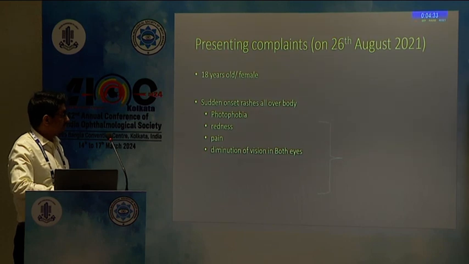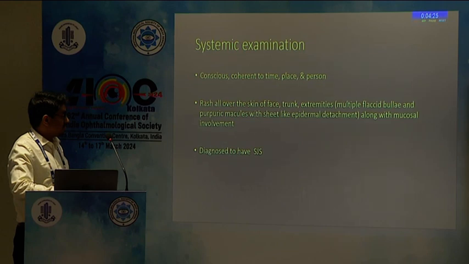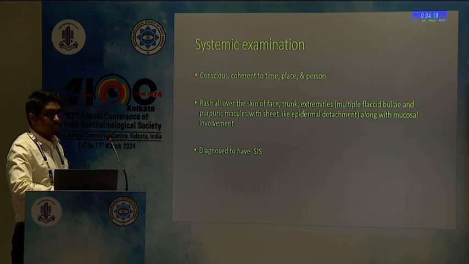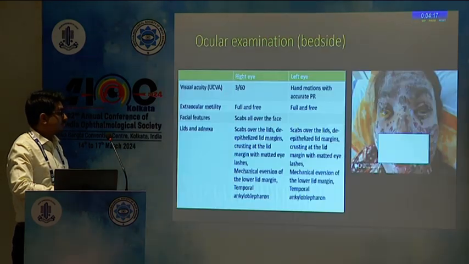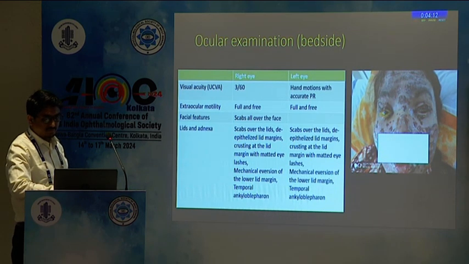Let me take you through a case of an 18-year-old female who suffered Stevens-Johnson syndrome. She was a known case of seizure disorder and on various anti-epileptic medications. She developed multiple flaccid bullae and purpuric macules with sheet-like epidermal detachment along with multiple mucosal site involvement. At presentation, there were scabs over the face and lids.